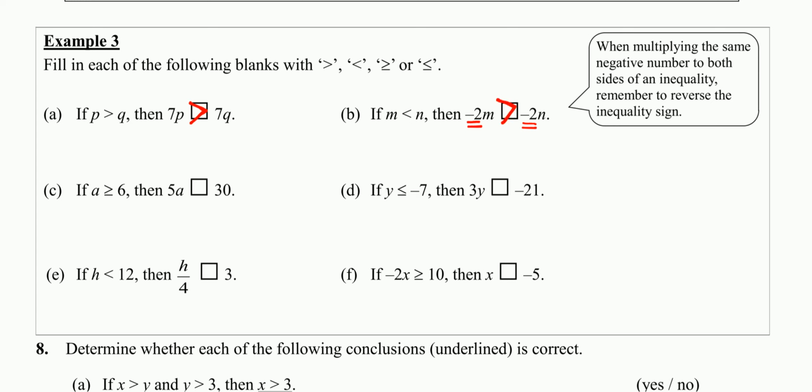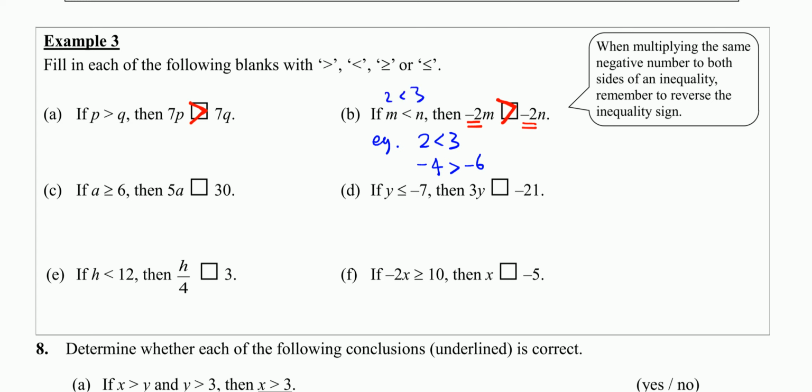And if you don't understand this, you can just put in some values. Okay, 2 is less than 3, but -4 is greater than -6. So just put in some values and you can understand the question.